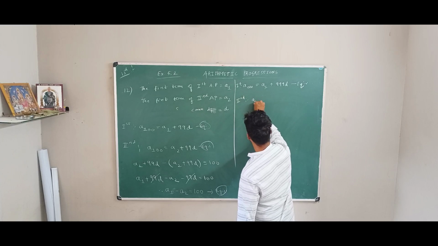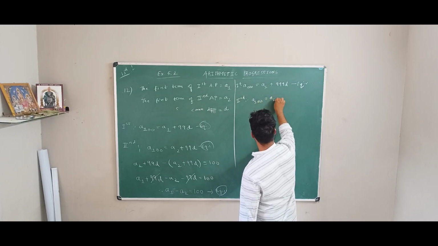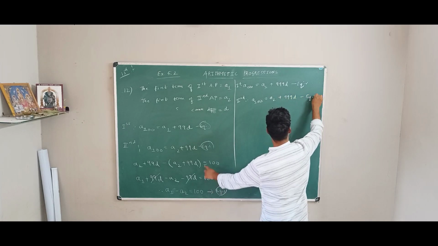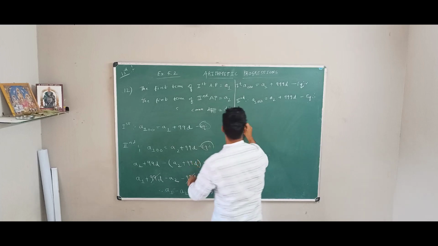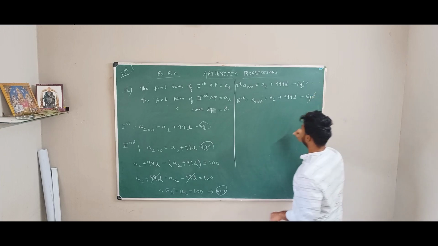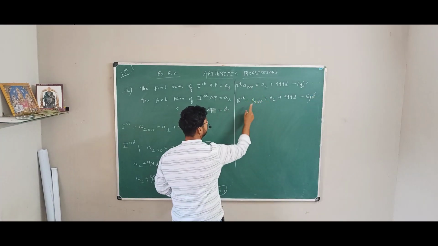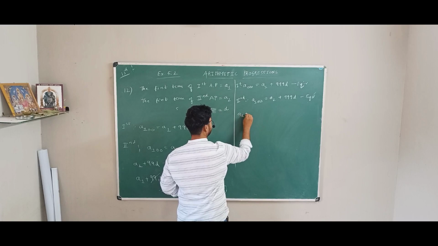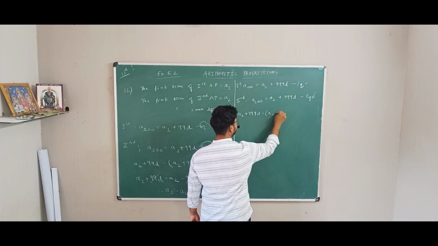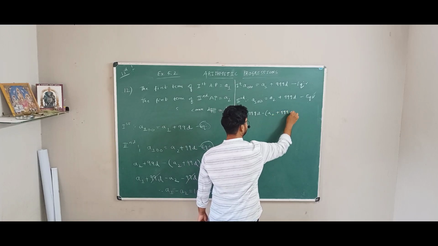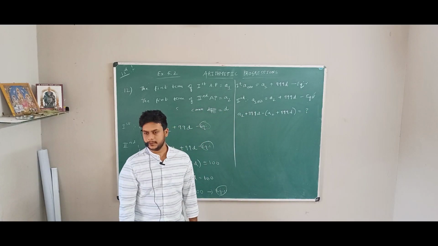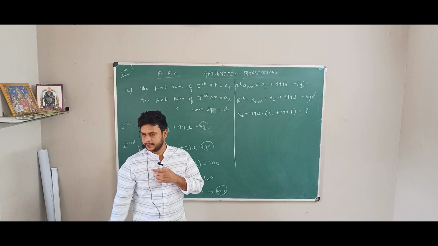Next, second AP. How will you write the 1000th term? A2 plus 999D. Whatever I did here, same I should repeat. Getting or no? Okay, so now this minus this I should do. So this is A1 plus 999D minus A2 plus 999D is equal to how much? Question mark. That only I am finding.